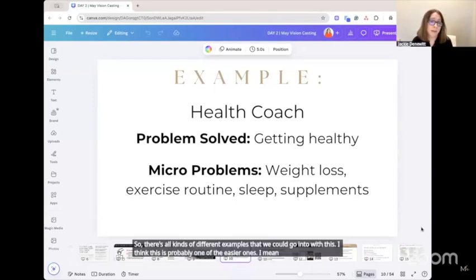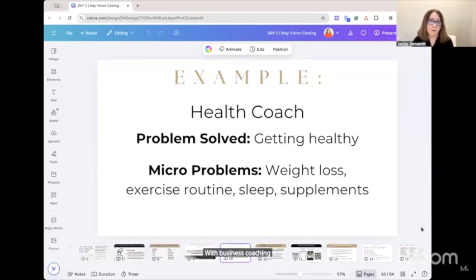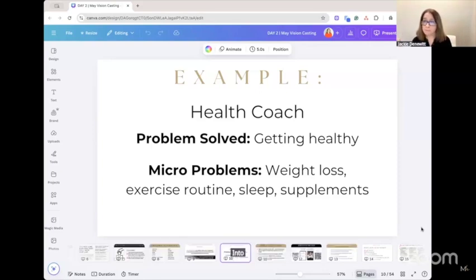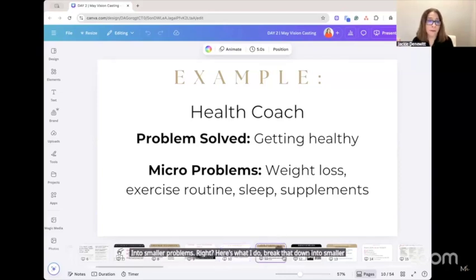I mean, if you're like a business coach or something like that, oh my gosh, think about that. With business coaching, there's so many micro problems within that, right? All of the different things that people struggle with in business. This is a good thing to potentially put into ChatGPT, right? Like, break my problem down into smaller problems. Here's what I do, break that down into smaller problems.